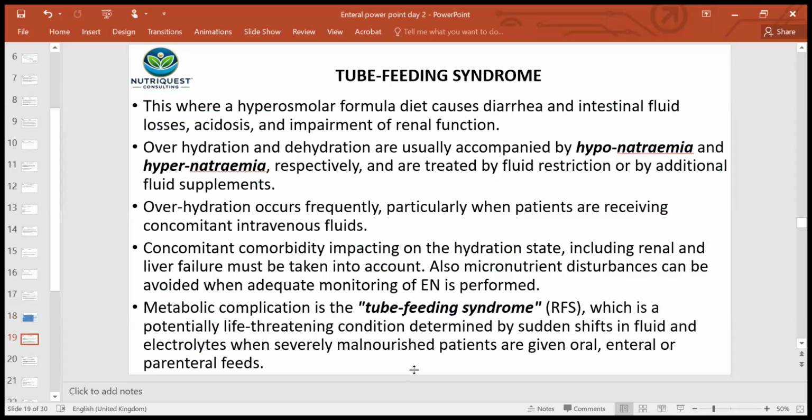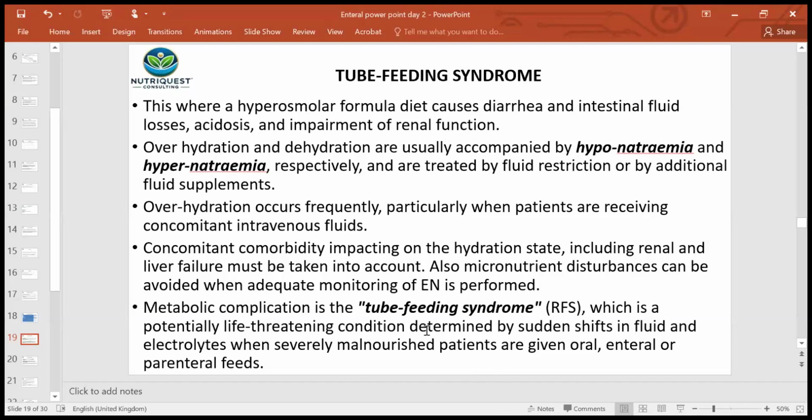Now, after looking at all that, I want us to switch to a very interesting topic called refeeding syndrome for enteral nutrition. I hope this is going to be one of the best areas to learn about. You've had refeeding syndrome for parenteral feeds, and for enteral feeds, here we have it. It is also known as tube feeding syndrome. This is where hyperosmolar formula diet causes diarrhea and intestinal fluid losses, acidosis, and impairment of renal function. So refeeding syndrome is quite common.